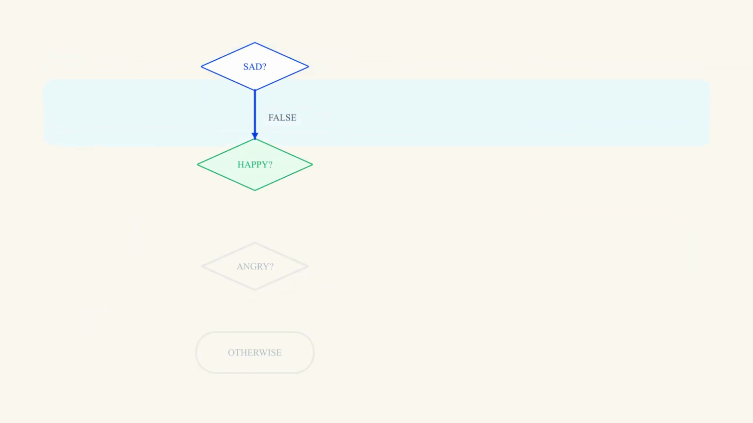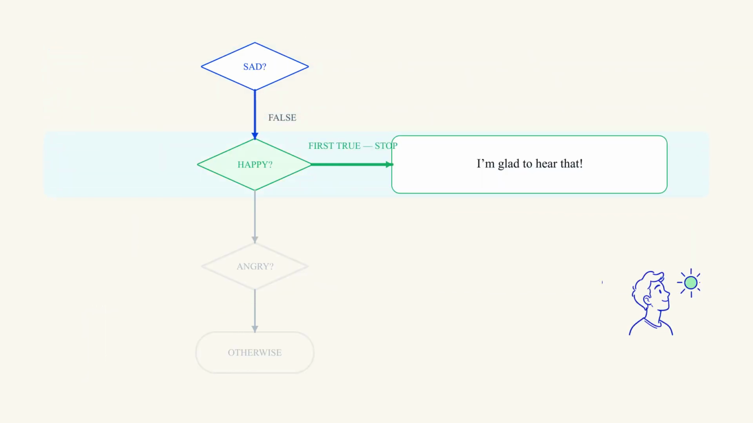Python checks these conditions from top to bottom. As soon as it finds a true condition, it runs that block and skips the remaining branches.